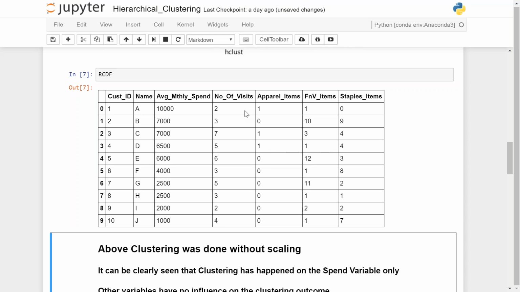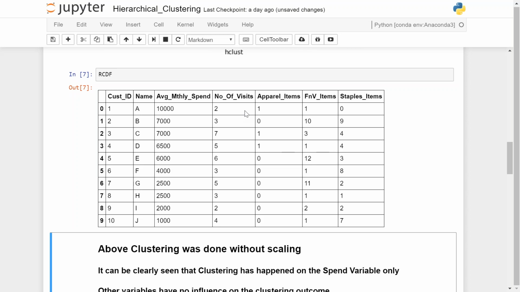The other attributes like the number of visits, apparel items, FNV, staples, have got less weightage or zero weightage in this entire calculation because their values are too small. And in a Euclidean distance formula, x2 minus x1, 2 minus 3, that is 1, the whole square, as compared to 10,000 minus 7,000, the whole square. This 1 square is a very negligible value in front of that. So the entire calculation of clustering, the Euclidean distance, has happened on spend.